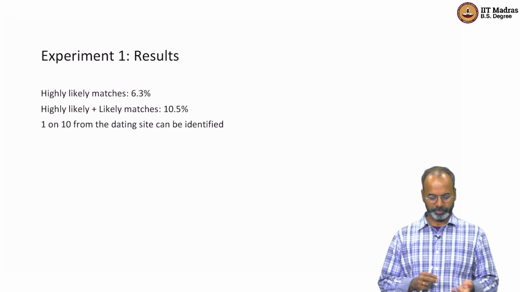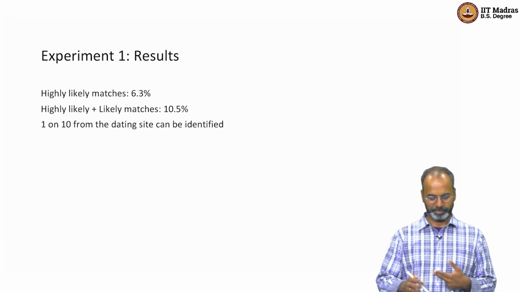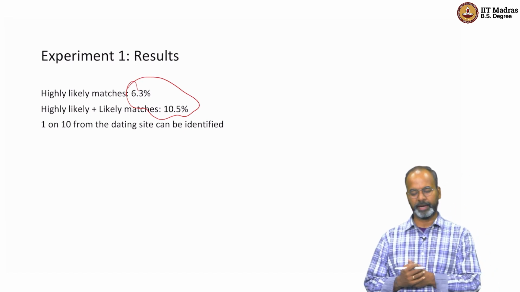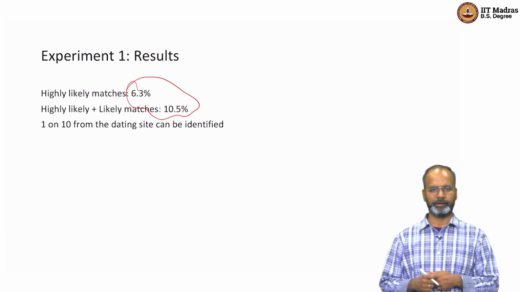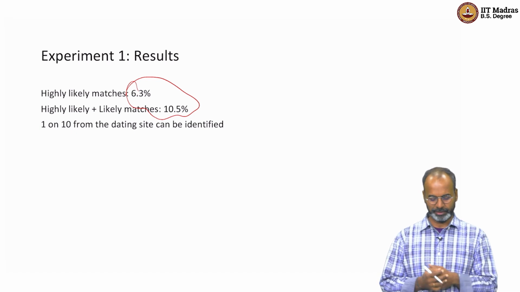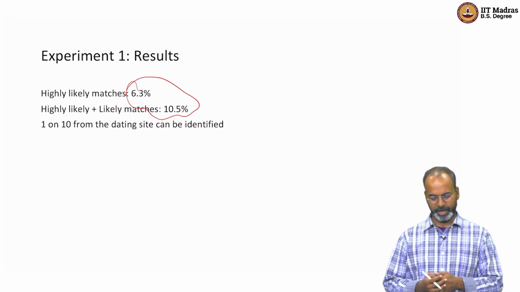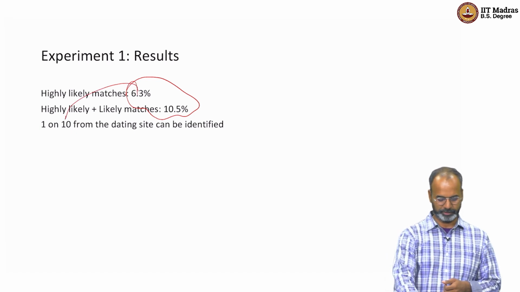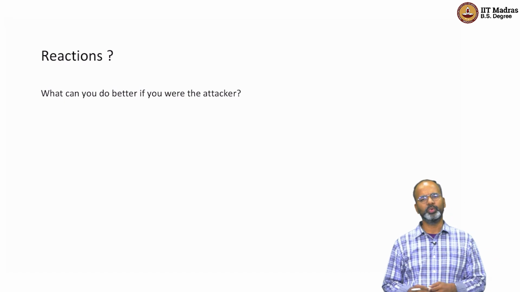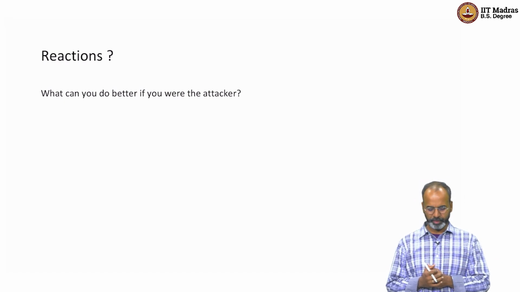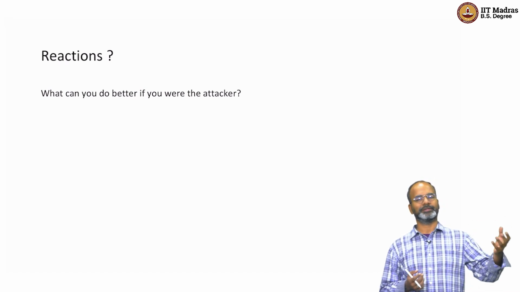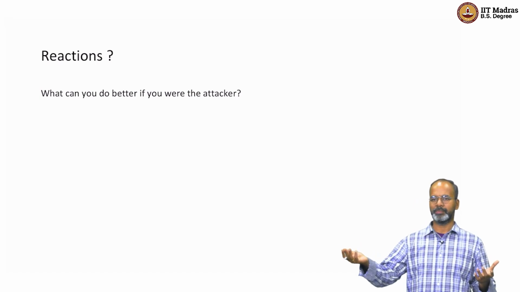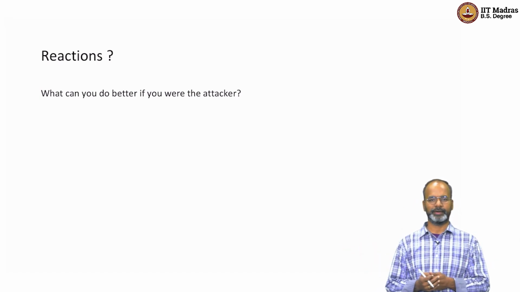Highly likely matches were 6.3%, and highly likely and likely matches were 10.5%. So essentially about 17% of the photographs picked from unidentified and identified were actually the same person, most likely to be the same person. 1 in 10 from the dating site can be identified, which is the reference to 6%. Let's take, if you were the attacker for this method, right? Can you do anything better? They got 17%. Can you see how to make this algorithm a little better? Or can you also think about methods by which you can protect them from not being identified? Think about it.